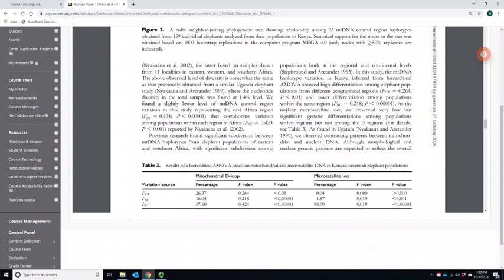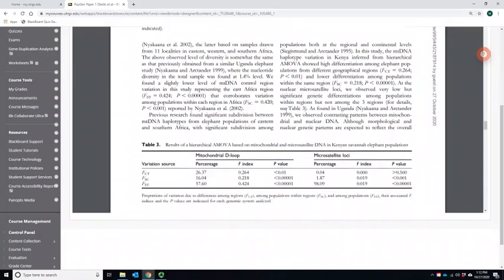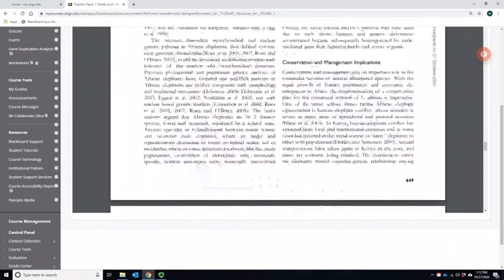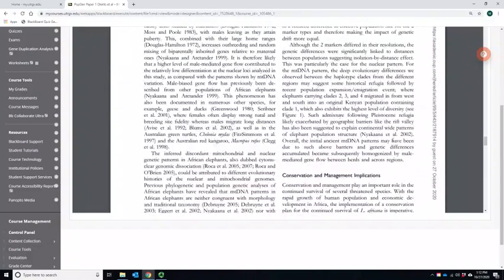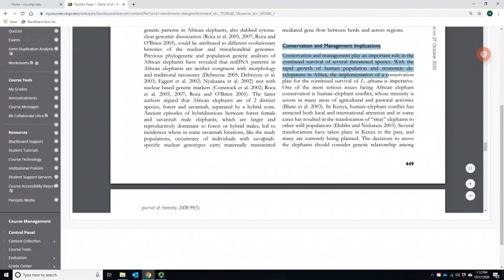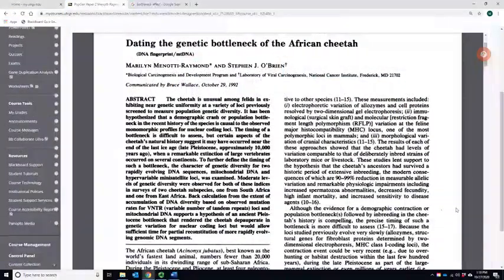So that's kind of an interesting thing that reflects the structure of those organisms. And then finally, we won't get into this, but there is some information about how this might help conserve and manage, and things people need to be aware of based on this genetic diversity.